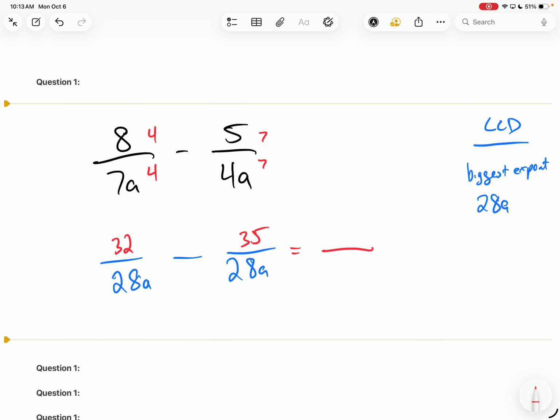And then we do like we just did before. The denominator stays the same. 32 minus 35 would be -3.